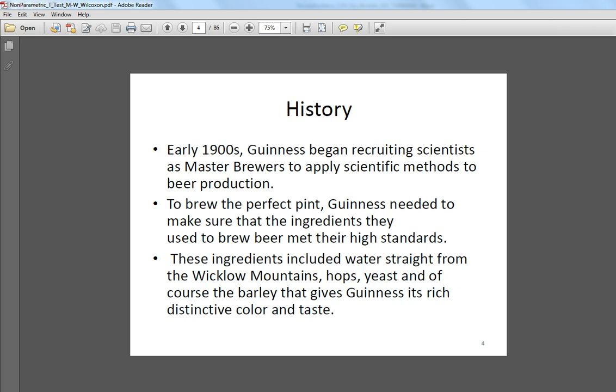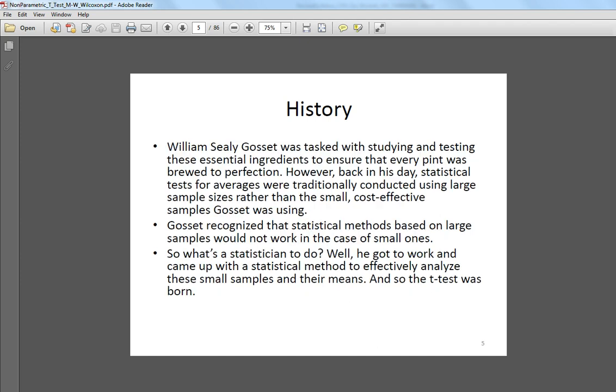Their ingredients included water straight from the Wicklow Mountains, hops, yeast, of course, and the barley, which is such an important ingredient of the beer, because it gives Guinness its rich, distinctive color and taste. So one of the scientists that has been recruited as master brewer was William Sealy Gosset. He was tasked in studying and testing the essential ingredients to ensure that every pint was brewed to perfection.